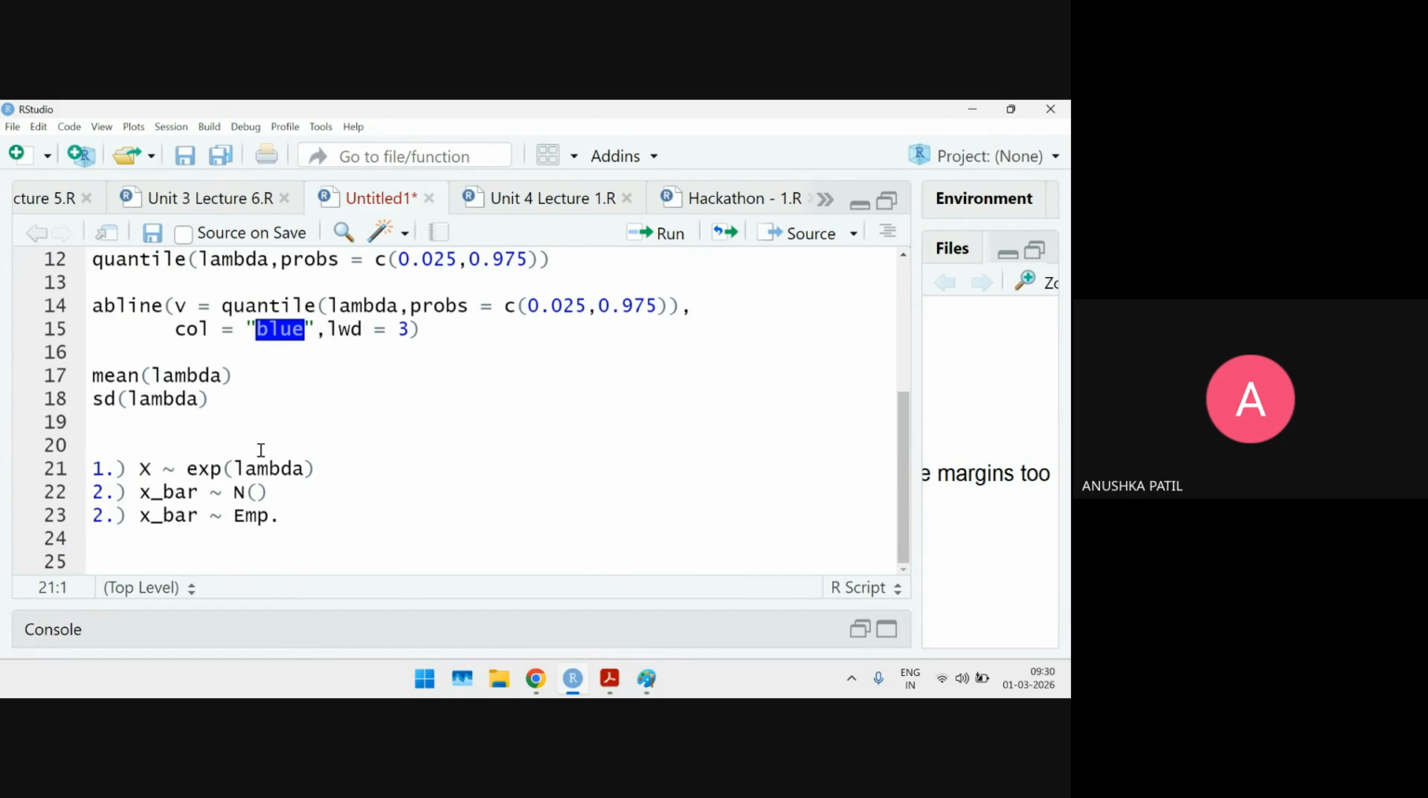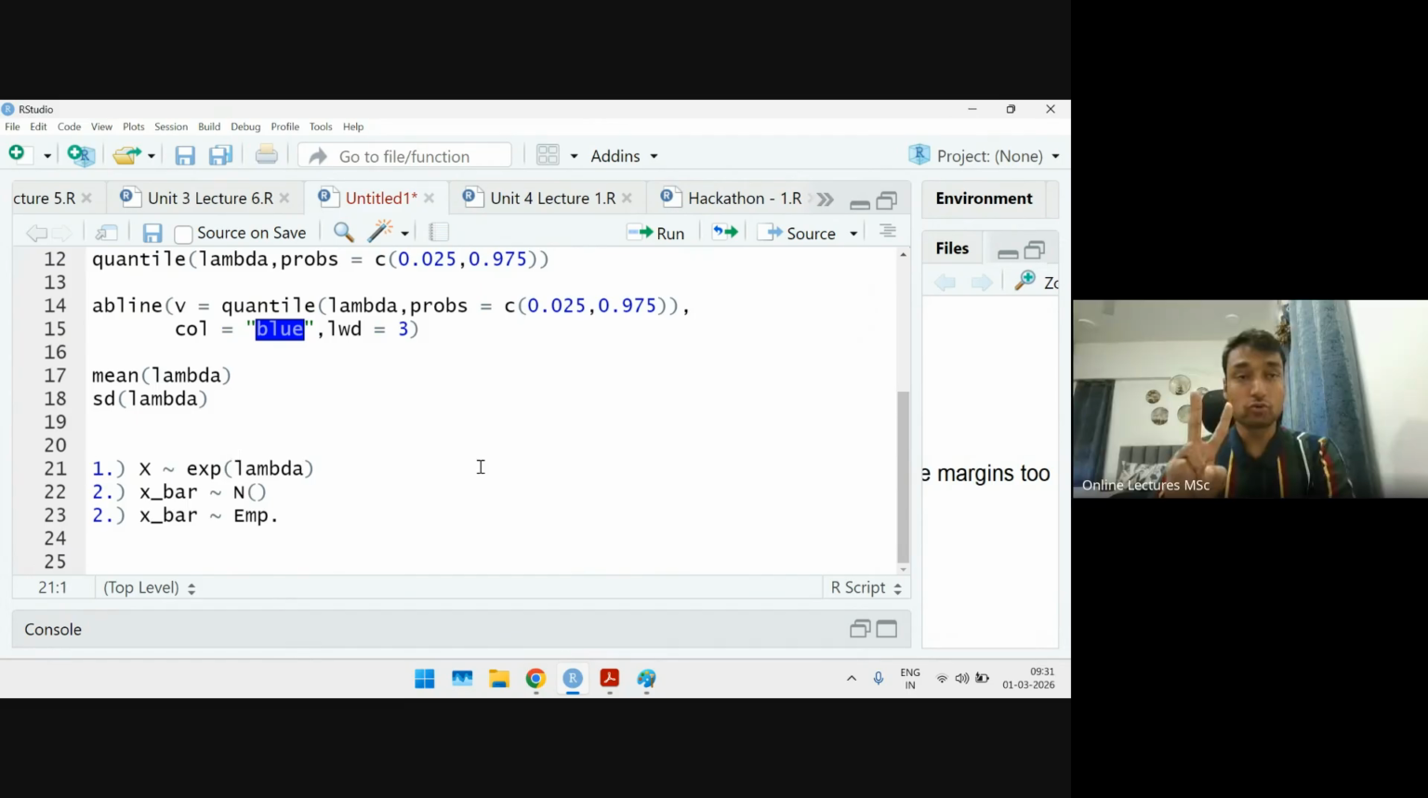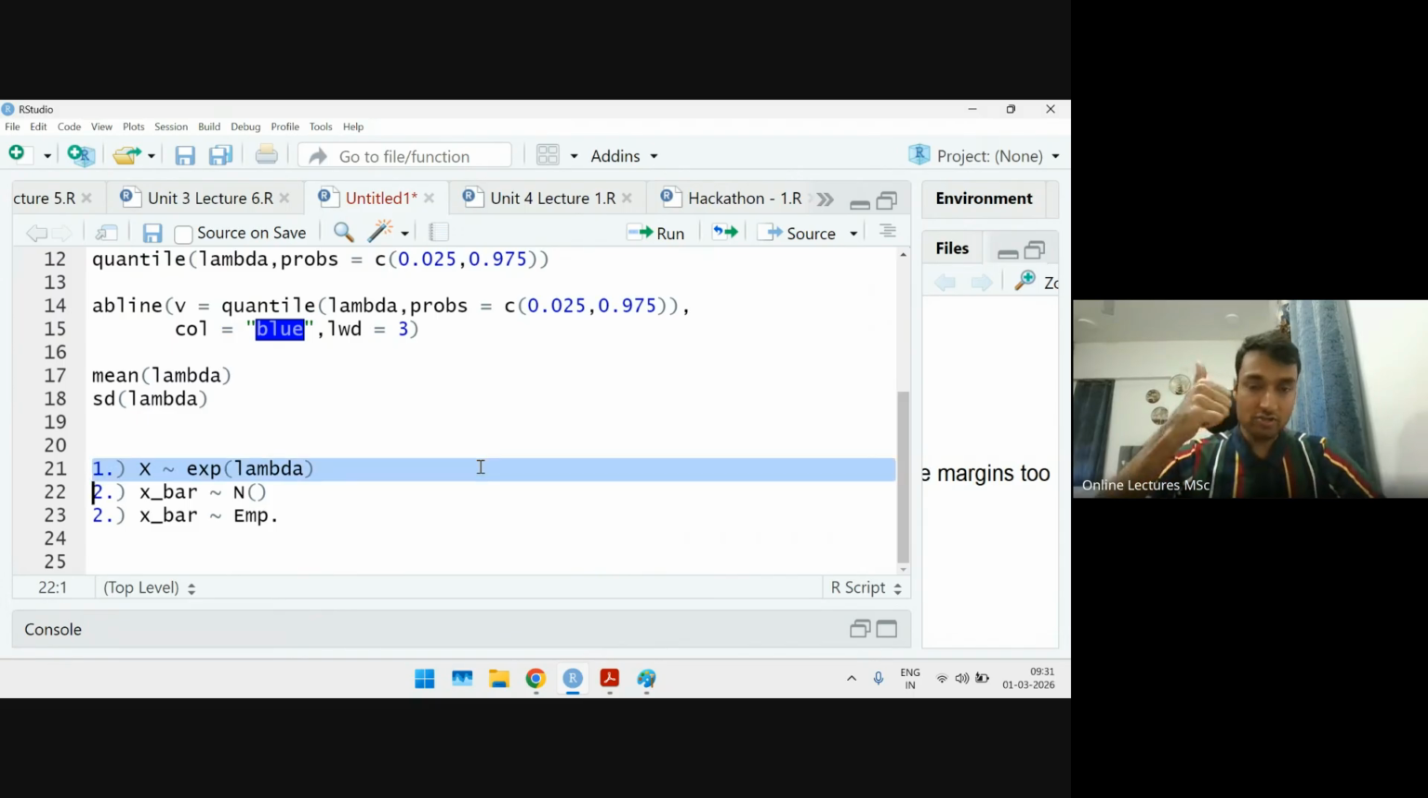Fair, fair. But see, in theory, there are two assumptions you're trying to make. One is on X and one is on the statistic.